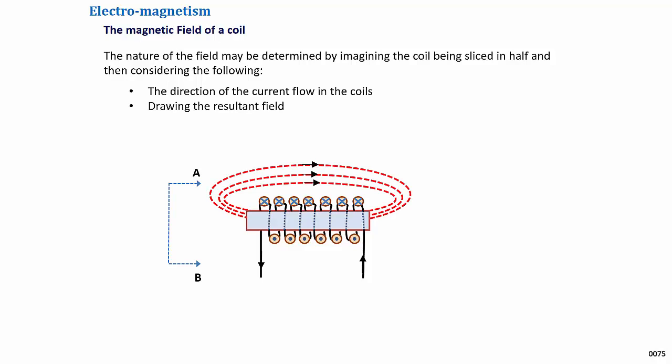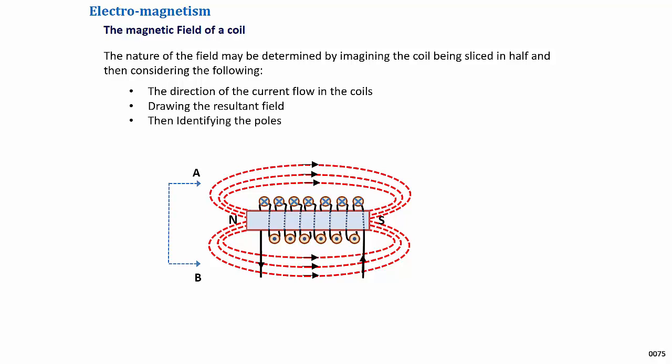Knowing that the fields produced by parallel conductors where the currents are going in the same direction will merge, then by using the corkscrew rule, the fields on the A side of the section will be in the clockwise direction, and those on the B side of the section will be going anti-clockwise. Since lines of magnetic flux always flow north to south, then the right-hand side of the coil must be a south pole, and the left-hand side will be the north pole.